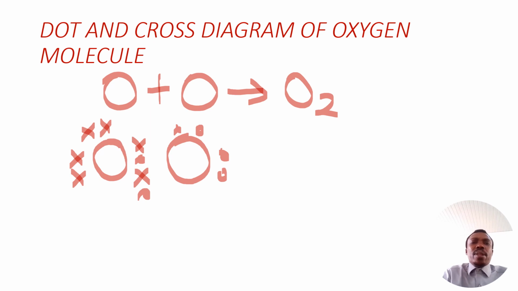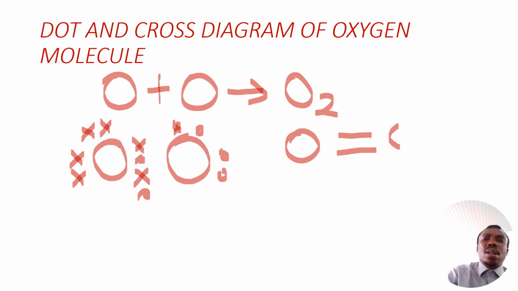So you can see each of them has completed its what? Octet state. They've attained the noble gas configuration. So we'll have 1, 2, 3, 4, 5, 6, 7, 8. The other oxygen has completed 1, 2, 3, 4, 5, 6, 7, 8. So if I were to draw the display formula, it is oxygen, double bond, oxygen. So that means each of them contributes what, 2 electrons for the bond formation. This is an example of what we call a double covalent bond.